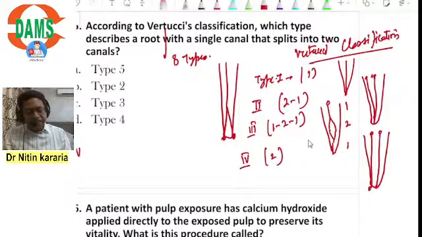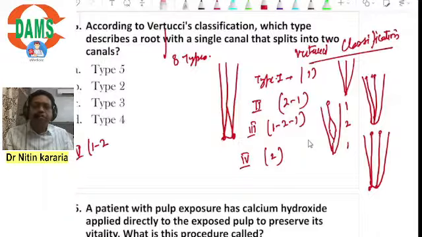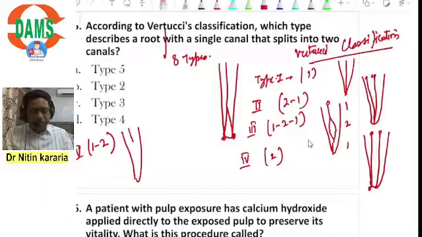Vertucci type 5 is the reverse of type 2, that is a 1-2 configuration. In the root of a tooth, a single canal originates, with a single orifice, it later divides and exits as 2 apical foramina.